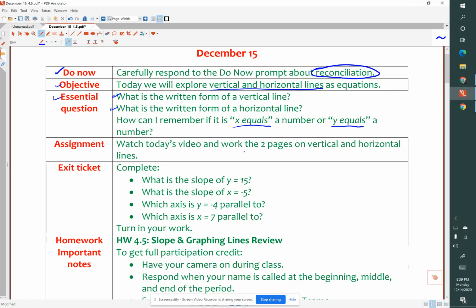We're going to watch the video, and we're working 2 pages on vertical and horizontal lines. We have 4 questions in our exit ticket today, and we'll go over those. Your homework is slope and graphing lines review. And that is 2 pages, but it's a lot of graphs, but not a lot of work, I don't think.